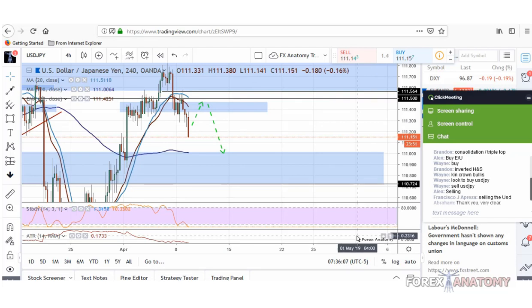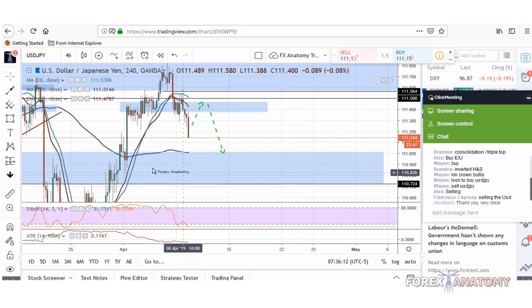Now, if price hits this zone right here, this 111 zone, which was a key zone, you never know. We could see a potential buying opportunity. However, that buying opportunity could be in preparation for just another selling opportunity. So just be on the lookout for that.